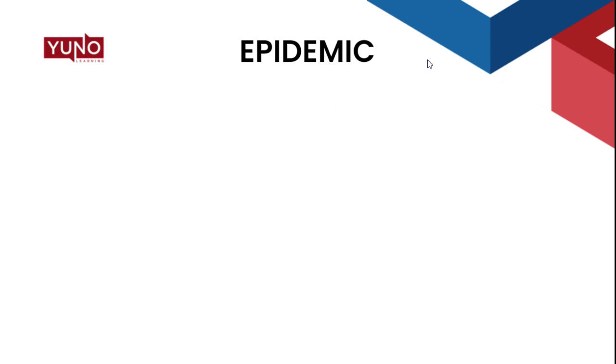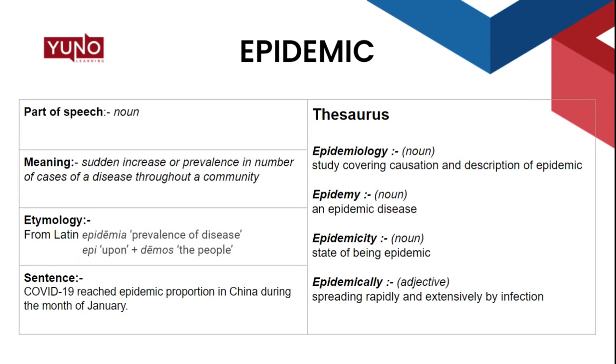Now let's go ahead and deconstruct the term epidemic. The part of speech it hails from is noun, meaning sudden increase or prevalence in number of cases of a disease throughout a community. Etymology, from Latin epidemia, that means prevalence of disease, wherein epi stands for upon plus demo stands for the people. Sentence: COVID 19 reached epidemic proportion in China during the month of January.